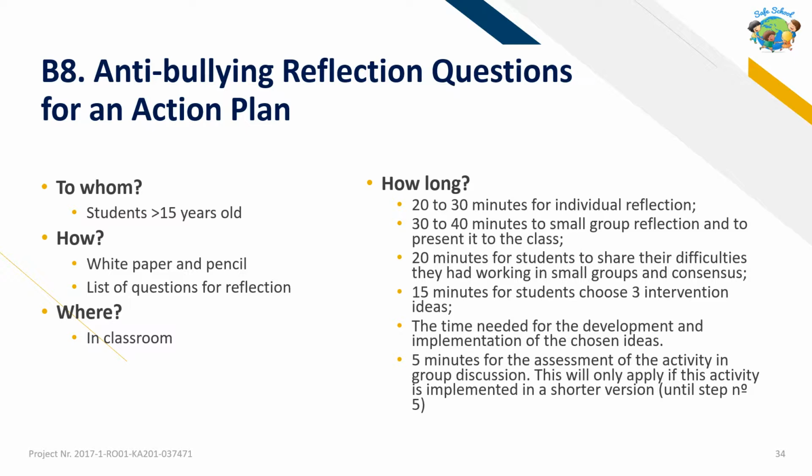So we will need 10 minutes to explain the activity to the class, because this is a more complex activity, 20 to 30 minutes for the individual reflection, 30 to 40 minutes for small group reflection and to present it to the class, 20 minutes for students to share the difficulties they had in working in small groups and getting consensus between them, 15 minutes for students to choose 3 intervention ideas, and then the time needed for the development and implementation of these chosen ideas.